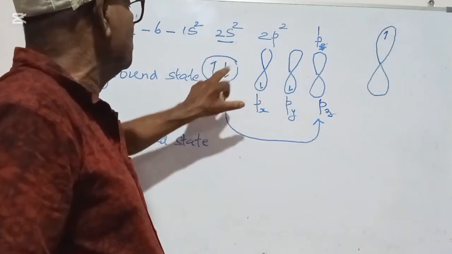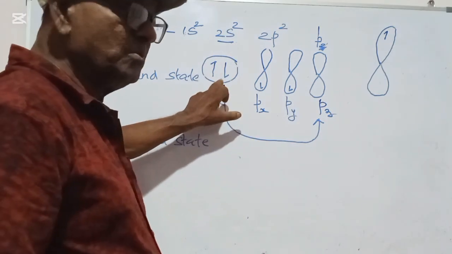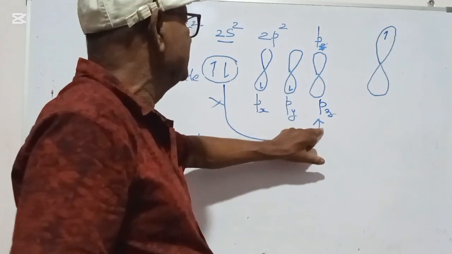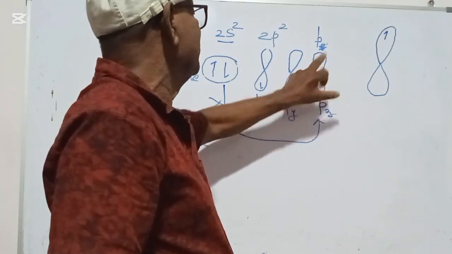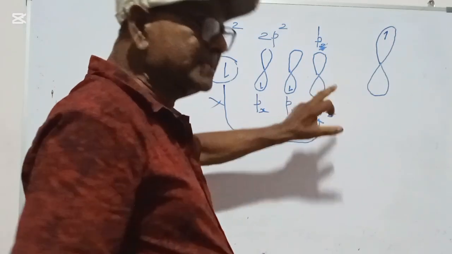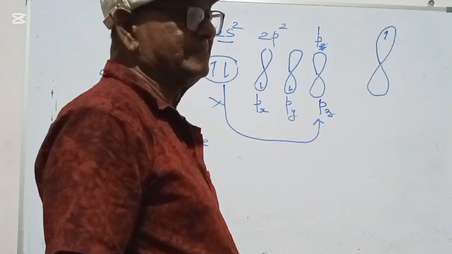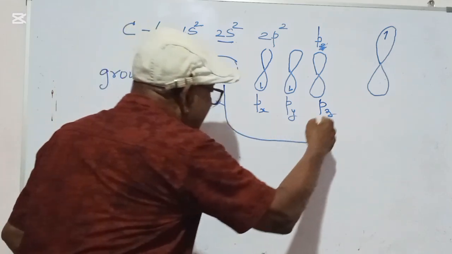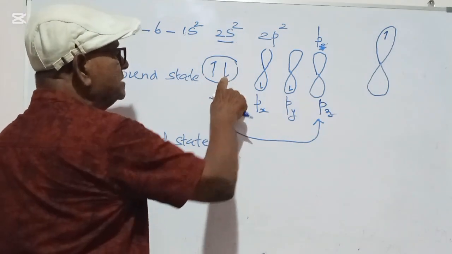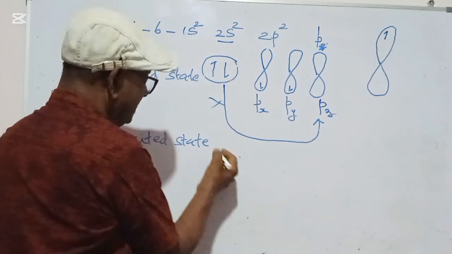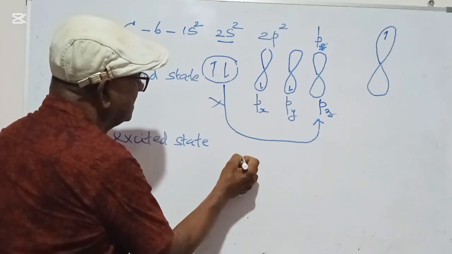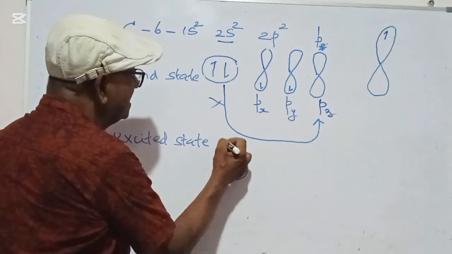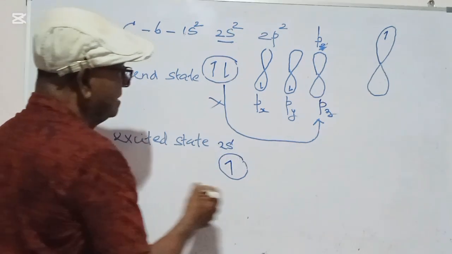Here the 2s orbital has 2 electrons. Out of these 2, 1 electron transfers to the empty px orbital. This is the excitement. Right? Now, after the transference of this electron to the pz orbital, what is the configuration? This one has only 1 electron, 2s1, 2p.